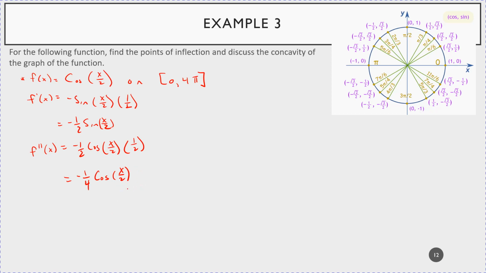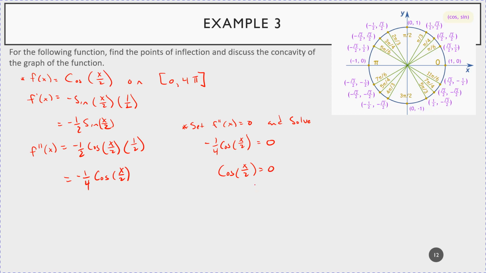All right, so here's what we need to do now. Just like we did before, we need to set f double prime of x equal to 0 and solve. So we're going to have minus 1/4 cosine of x over 2 equal to 0. The minus 1/4 doesn't matter here. You can divide it over. You get, when does cosine of x over 2 equal 0?